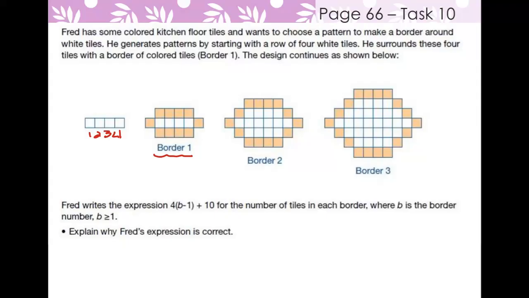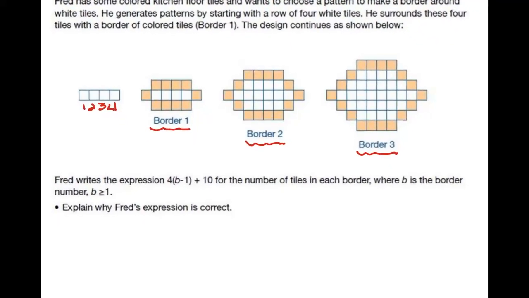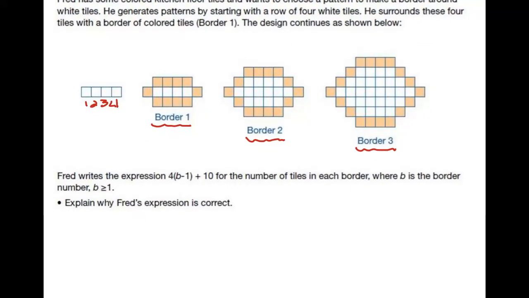So take a look at border 1. Take a look at border 2. What do you see that's the same from border 1 to border 2 to border 3? Oh, 4 on the outside. But on the side, border 1 starts with 2, border 2 has 3 on the side, and border 3 has 4. Okay. So good. Make sure you're noticing something.